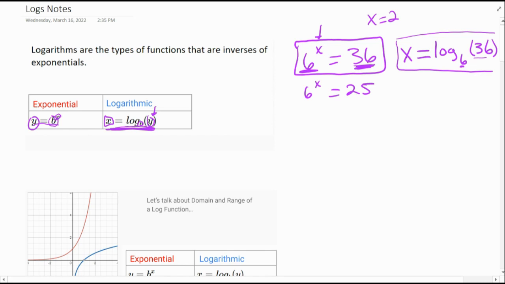So now we've solved for x. We have x equal to all of this stuff here. And again, it still just means 6 to the power of what is equal to 36. That's what the log is asking.